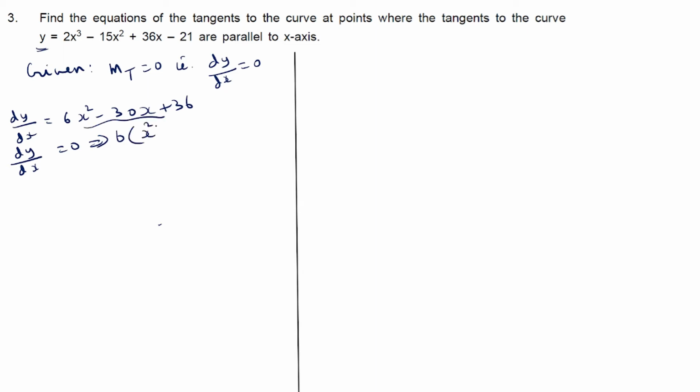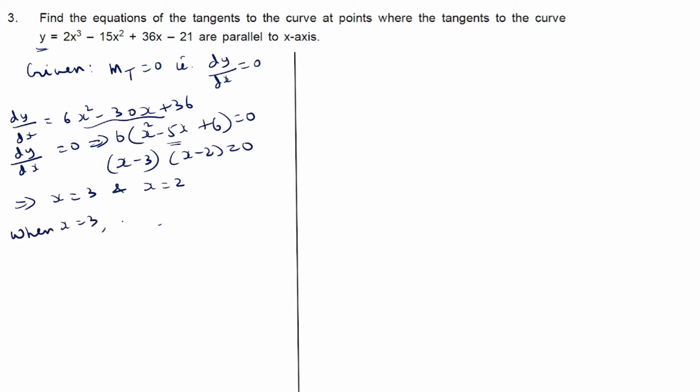So 6 is common. x square minus 5x plus 6 equal to 0. When we factorize this, we get x minus 3 into x minus 2 equal to 0. So we have x is equal to 3 and x is equal to 2. So the x coordinates for the tangents to this curve which are parallel to the x-axis are 3 and 2. Now by substituting x is equal to 3 and x is equal to 2, we can find the y coordinates.